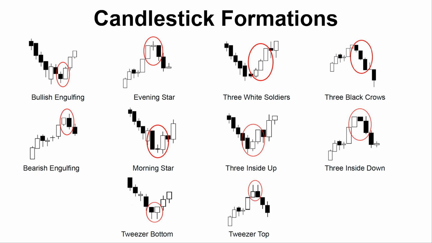Now lastly, I want to touch on two very in-your-face formations, the 3 white soldiers and 3 black crows. These are considered the most obvious formations of a trend reversal or continuation. They do have important rules for identification that should be adhered to strictly in order to ensure the probability of their success. 3 white soldiers are essentially 3 up candles, one after the other. Now the first candle is usually a Marubozu, or even a bullish engulfing.